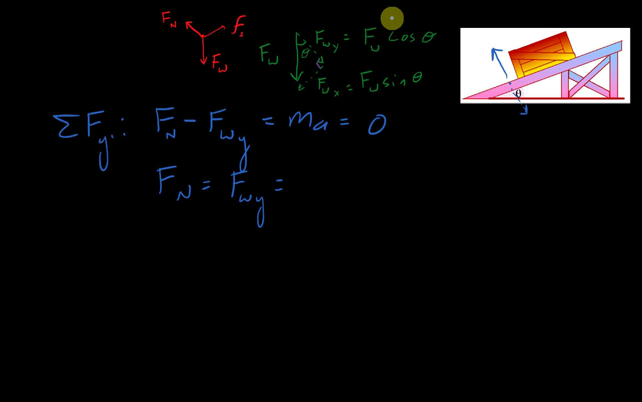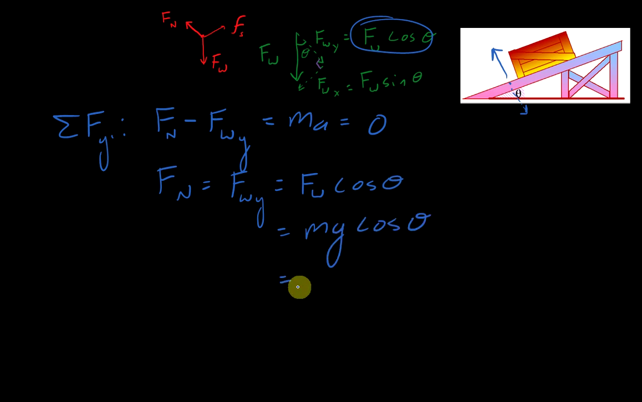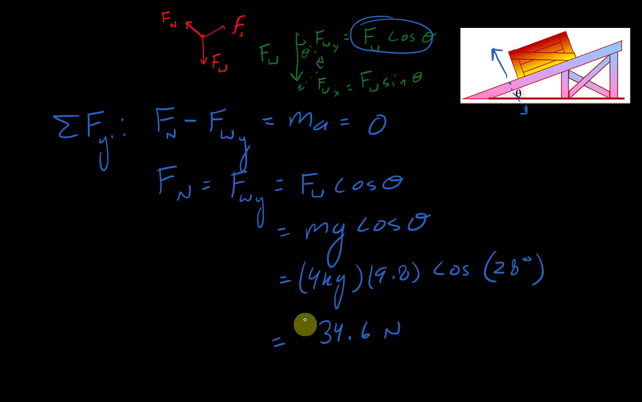And I already did that right there. That's equal to Fw cosine of theta. That's equal to mg times the cosine of theta. The mass, it's still 4 kilograms, times 9.8 times the cosine of 28 degrees. Punch that in your calculator. Make sure you are in degree mode. And what I got was 34.6 newtons.